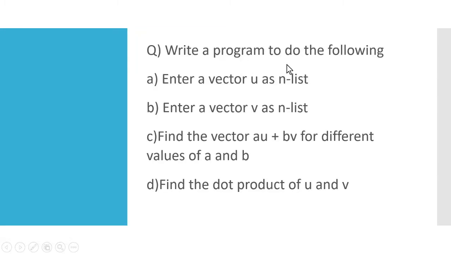The program is to enter a vector u as nList, enter a vector v as nList, and then find a vector au plus bv for different values of a and b. If you can see here, the scalar vector multiplication is done and then the vector addition is performed, and then finding a dot product of u and v. So let's have a look at the program.